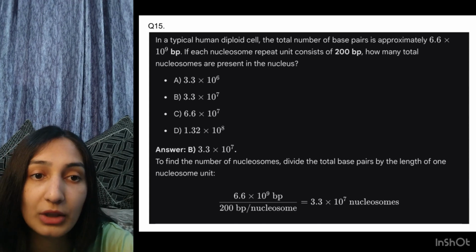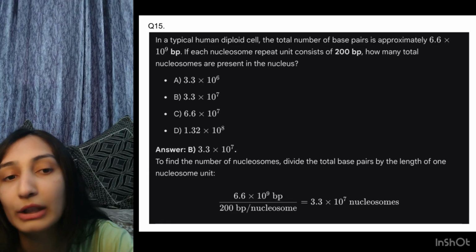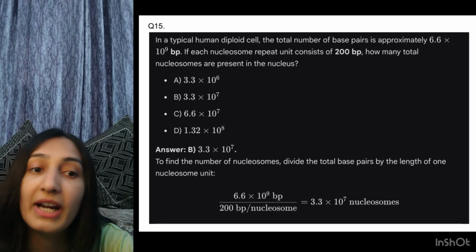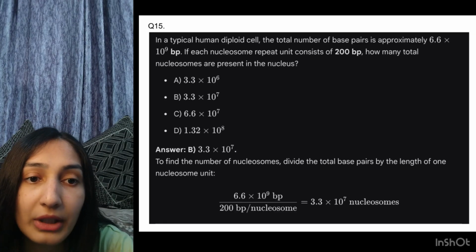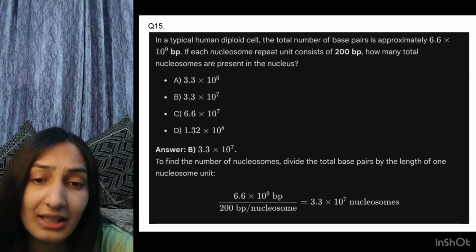Now how did we calculate it? To find the number of nucleosomes, divide the total base pairs by the length of one nucleosome unit. That is 6.6 × 10^9 base pairs divided by 200 base pairs per nucleosome. That is 3.3 × 10^7 nucleosomes. This is again easy.